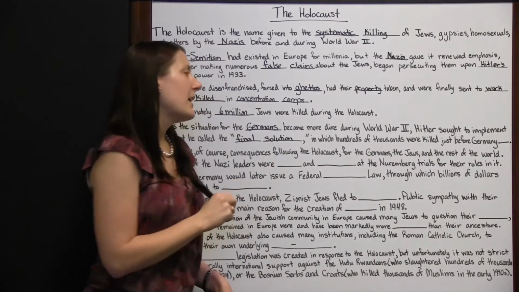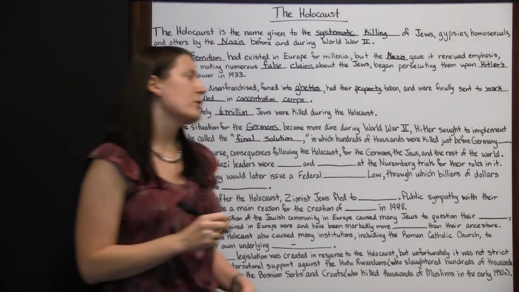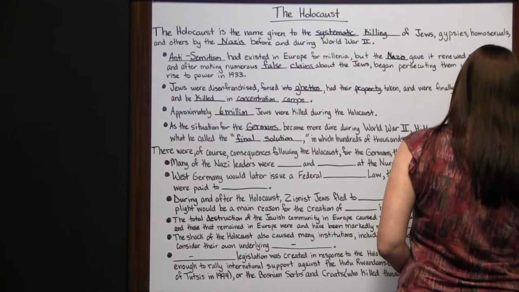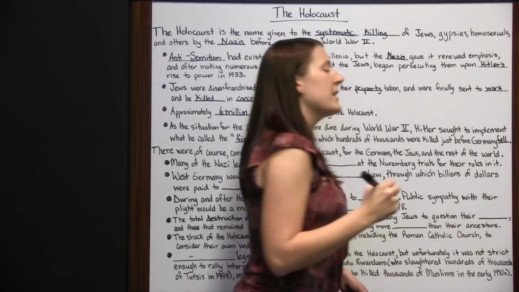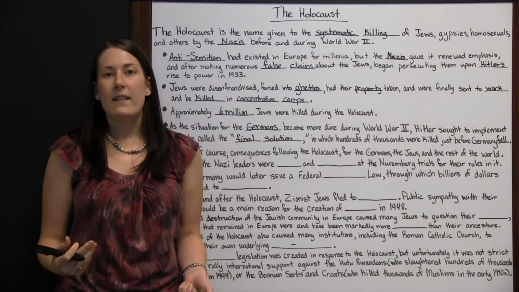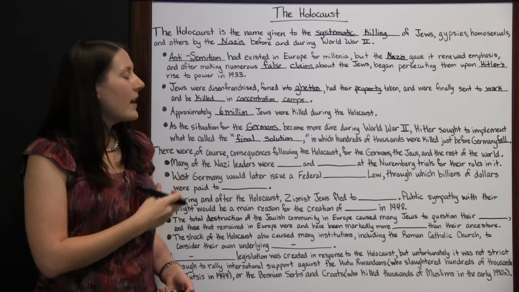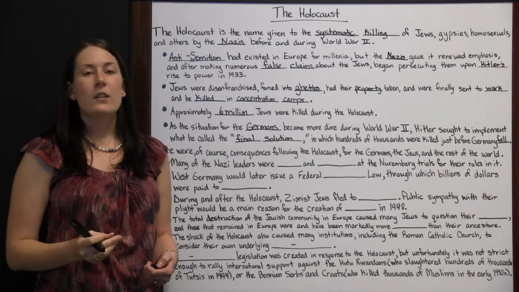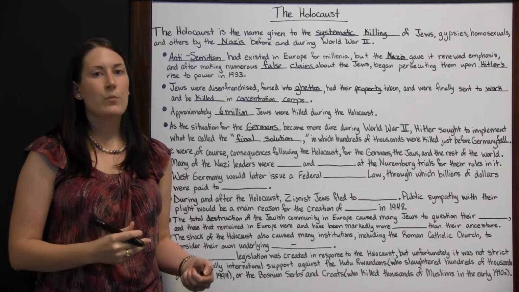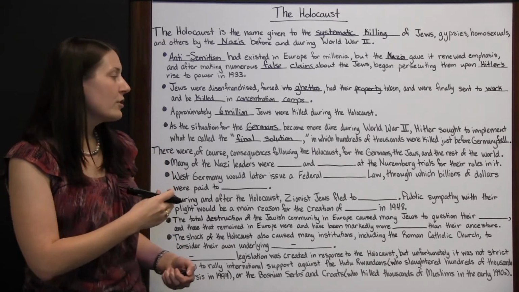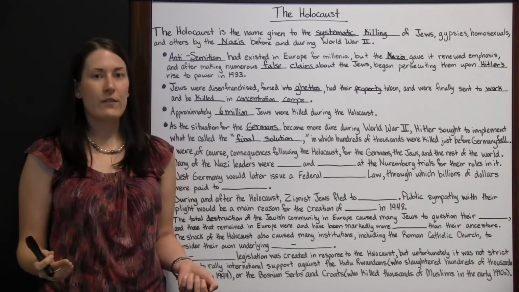In which hundreds of thousands were killed just before Germany fell. So that would be just before Nazi Germany fell to the Allied troops. So the final solution was what Hitler called the final solution to the Jewish problem. And his solution was just to kill them all and get rid of the race.